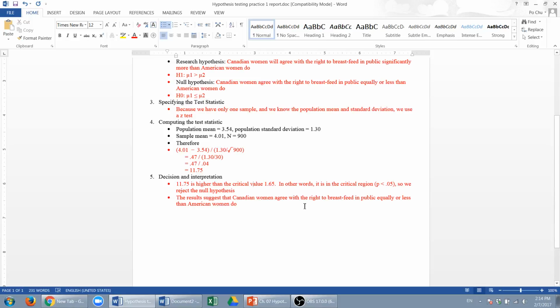Okay, I think I missed something. So it should be, let's rewrite it. Canadian women agree with the right to breastfeed in public more than American women do. Okay, sorry. So just to restate, the results suggest that Canadian women agree with the right to breastfeed in public more than American women do.